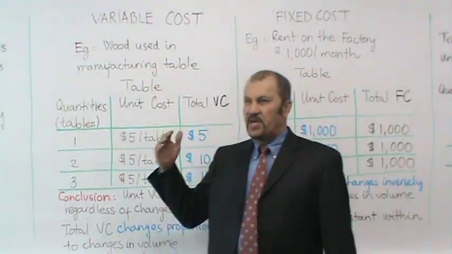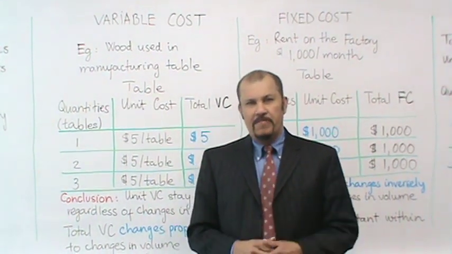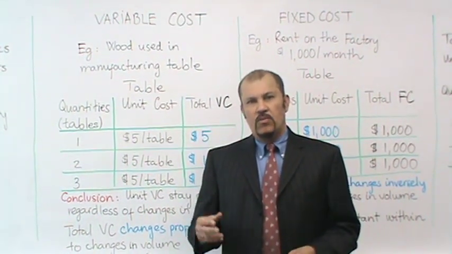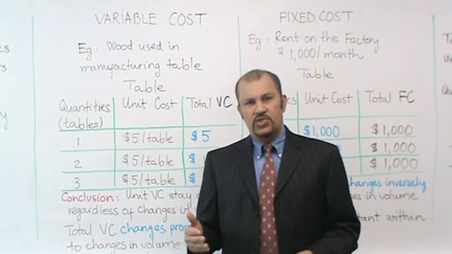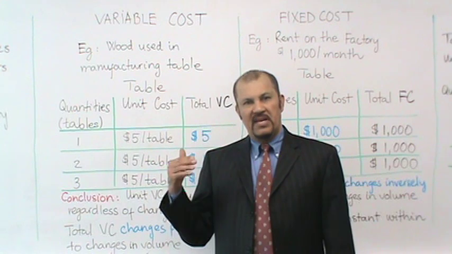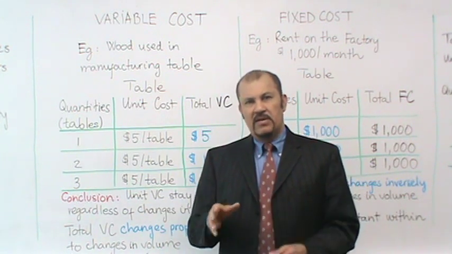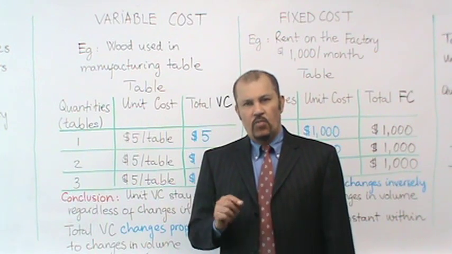Okay, let's start the discussion with variable costs. Assume that we're going to be manufacturing tables. Let's assume that we're going to use wood to manufacture our tables. So wood would be a raw material that's used in the manufacture of our tables. Let's assume that each table requires $5 of wood.